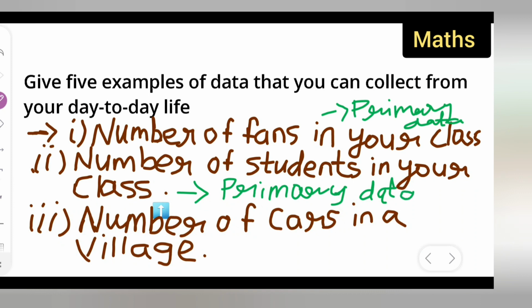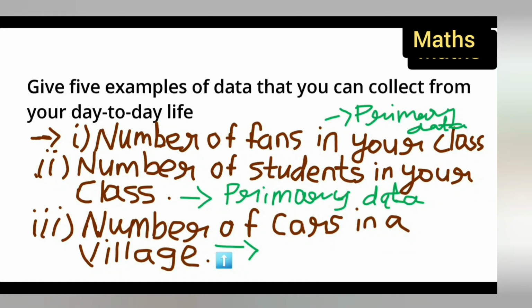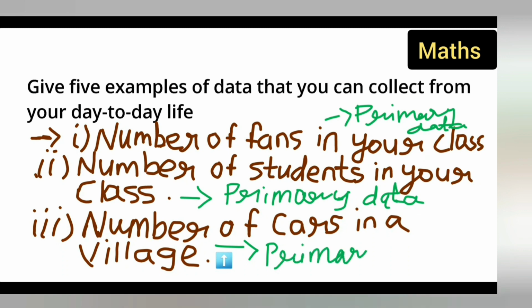Okay, next, moving towards the third one. Number of cars in a village. So the number of cars in a village is what? Primary data. Again a primary data. So write down primary data.